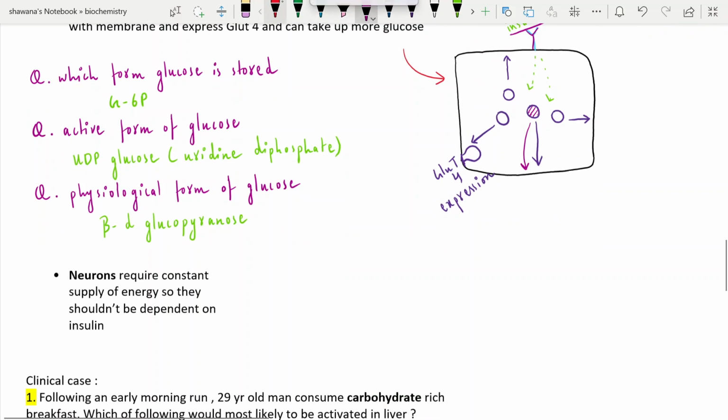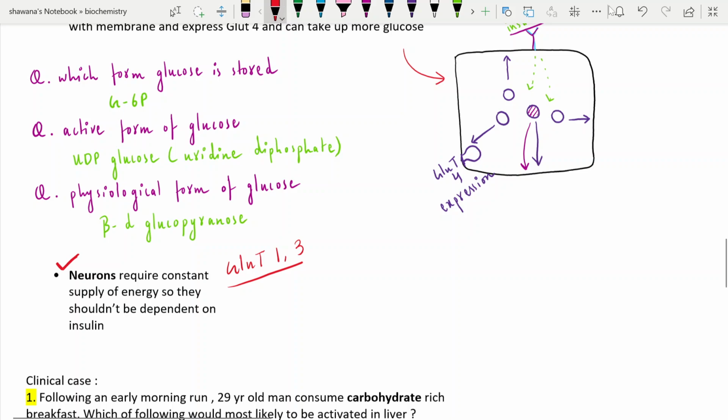There is a question: what kind of transporters are present in neurons? Recalling from the text, it's GLUT1 and GLUT3. GLUT1 and GLUT3 are present in the neurons because they require a constant supply of energy.